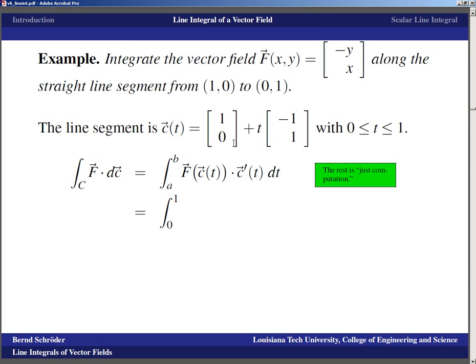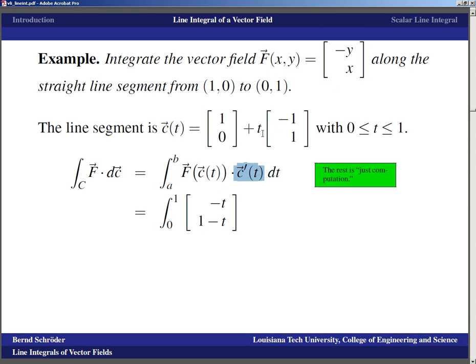So let's see, the x component of the vector field is negative the y of the curve. So the x component is negative (0 plus t times 1). So the x component is negative t, as we can see here. The y component of the vector field is the x component of the curve that we plug in, which means the y component is 1 plus t times negative 1, which is 1 minus t.